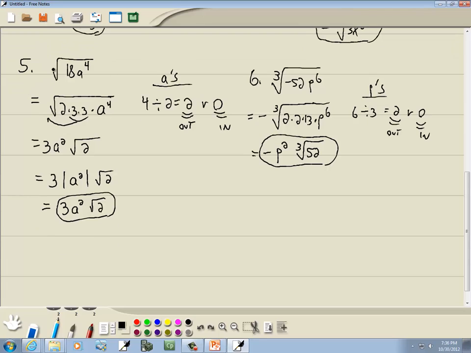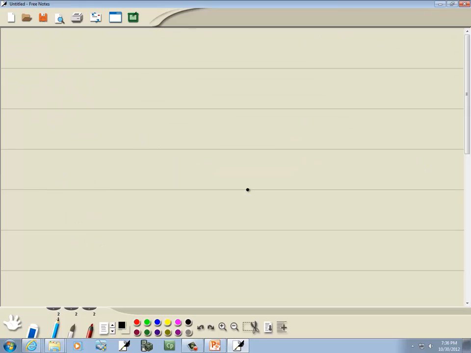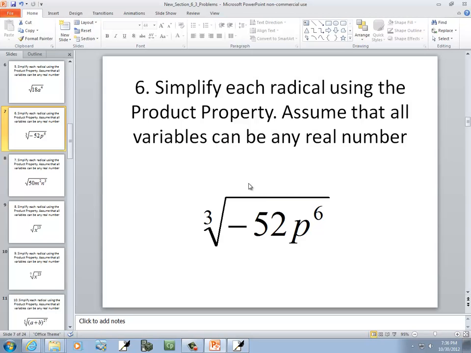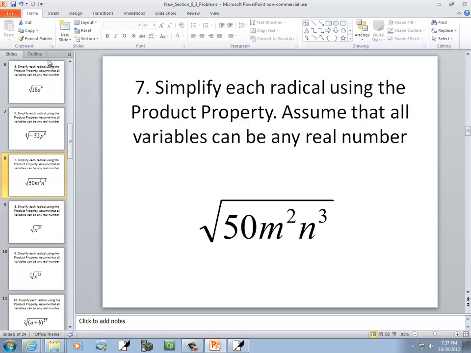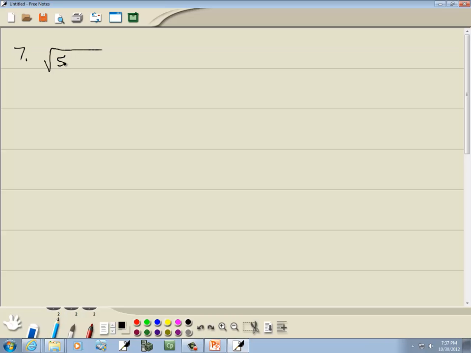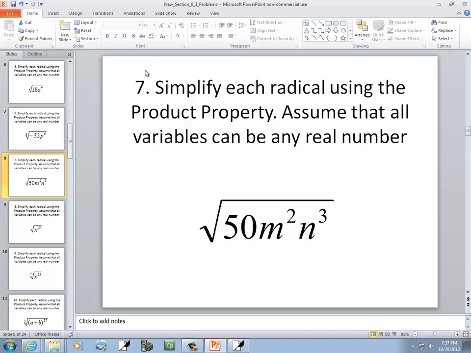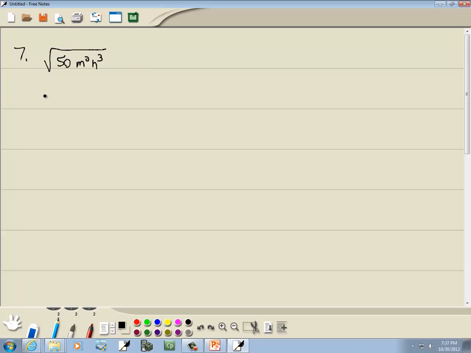Let me start a new page and look at our next problem. There are a lot of these problems. So we've got the square root of 50 m squared n to the third. The instructions are still the same: assume that all variables represent real numbers. First, let's look at the numbers. 50 is 2 times 25, so 2 times 5 times 5. Then m squared n to the third.